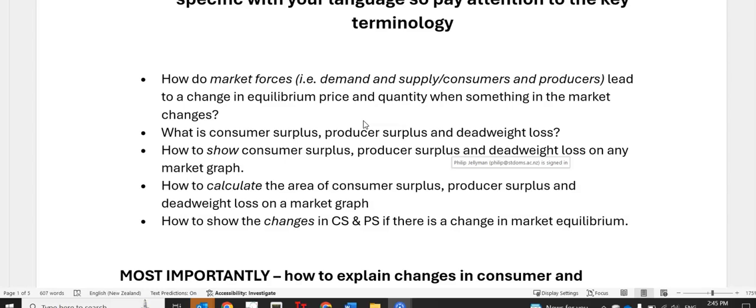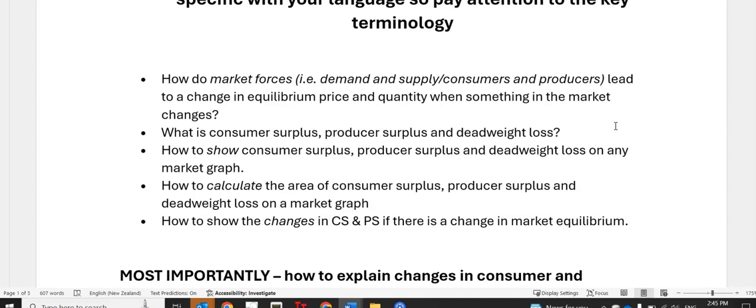You need to understand what producer surplus is and what consumer surplus is and what they look like on a graph and what deadweight loss is as well. You need to be able to calculate the areas of consumer surplus and producer surplus and deadweight loss. Once you know how to find them on the graph, you should be able to work out how to calculate them, because it's just either the area of a triangle or the area of a rectangle, or possibly a combination of both depending on what you're looking at.